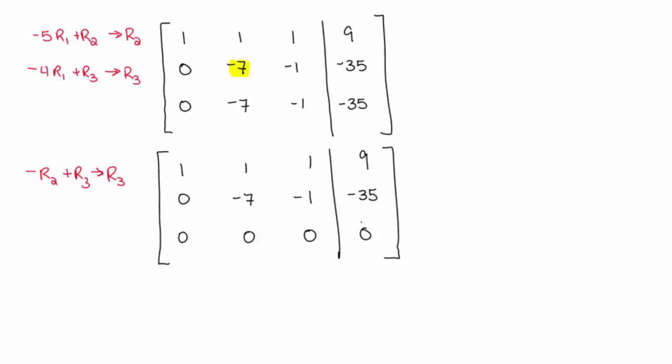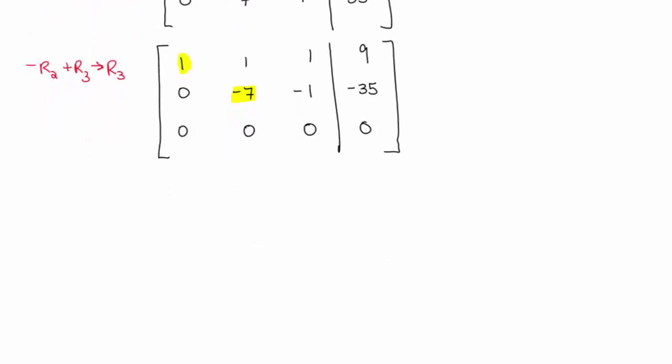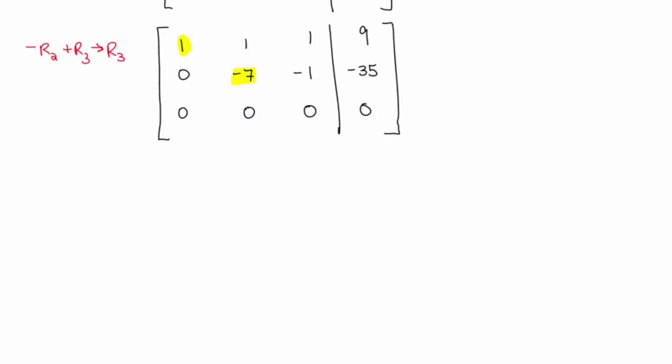Now I'm going to go ahead and force this element right here into 1. So I've technically made the first, leftmost upper element into a 1, killed everything below. I'm now going to make this next number in line a 1. So I'm going to divide row 2 by a -7. So -1/7 times row 2 becomes the new row 2.